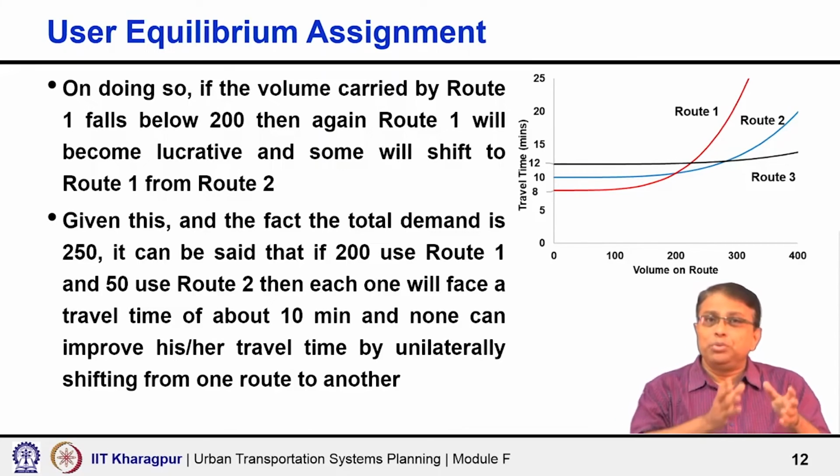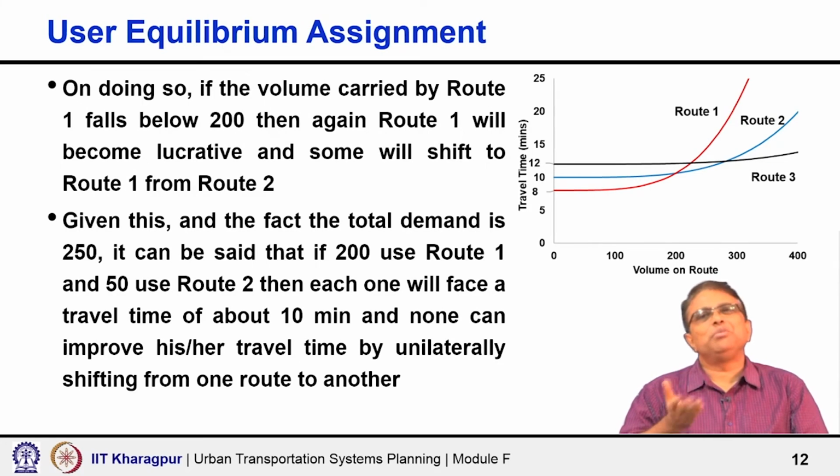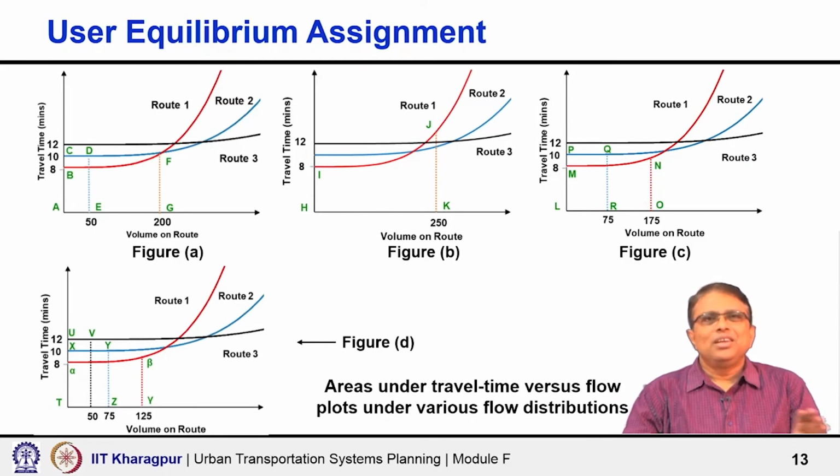So, you say more people will go there, why 50, why not 100 people go there? Now, if 100 people go there, then route 1 travel time will reduce, it will be less than 10. So, some people again will shift back to route 1. Or any other distribution, you will see still you will be left with an alternative route where the travel time can be reduced further. So, in equilibrium, 200 will use route 1 and 50 will use route 2.